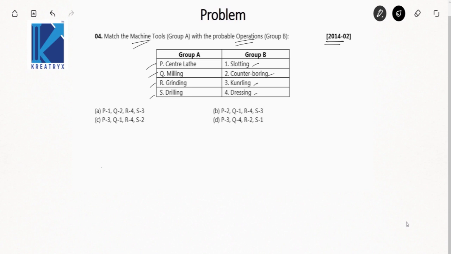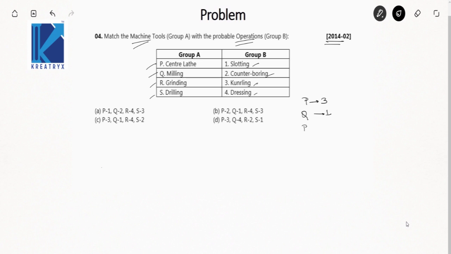So first of all, we will go one by one. Center lathe. Center lathe is basically used for processes like knurling. So P stands for 3. Now milling. See, if you have read the theory properly, you might know that there is a particular process known as slot milling. So it's very easy to guess that for milling it would be slotting. So Q is 1.